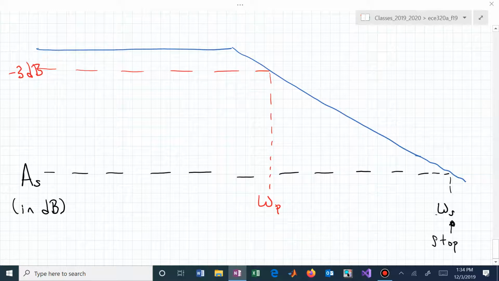But then they say, oh, at 200 radians per second, I now want you to be down by A sub s. A sub s might be minus 30 dB. That's going to determine how big that slope is relative to omega sub p and omega sub s. If we now have that information, we have omega sub p, we have omega sub s, and we have A sub s, where A sub s is this distance down there, that's over here, in dB.